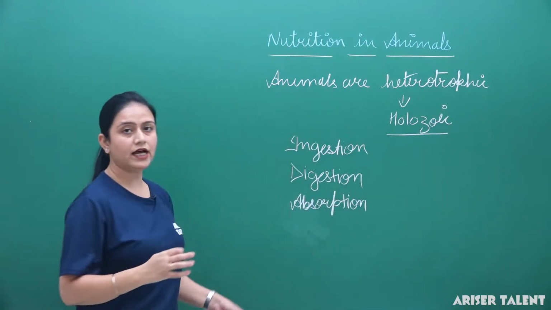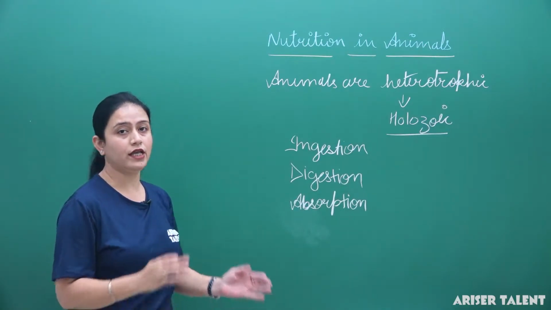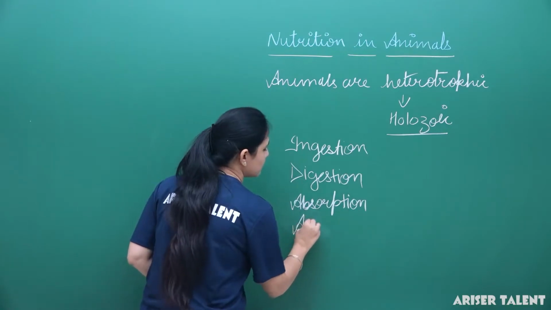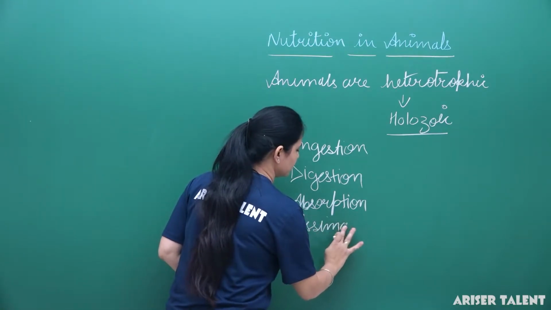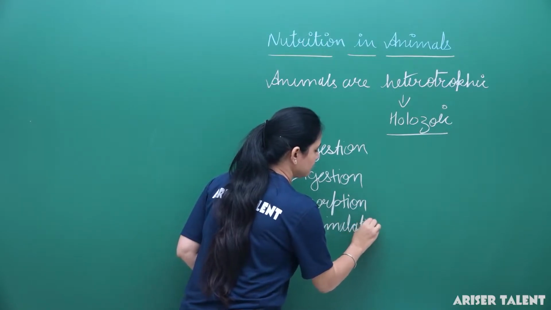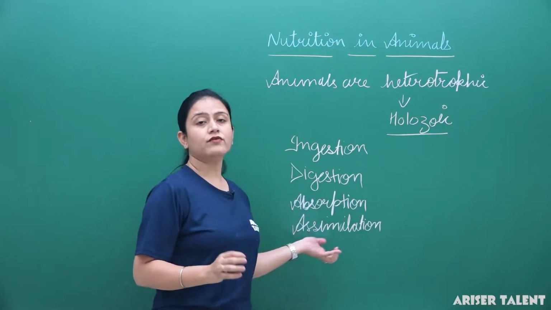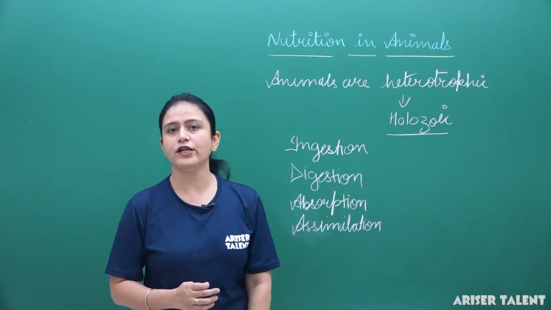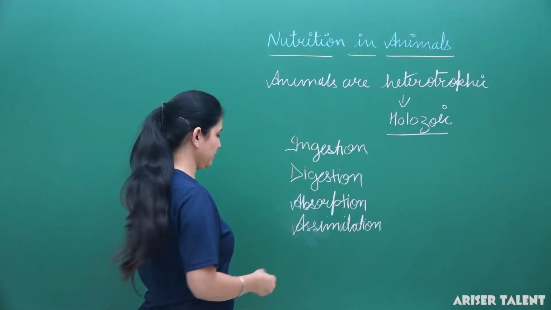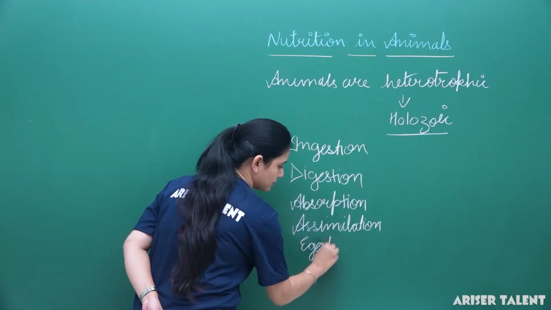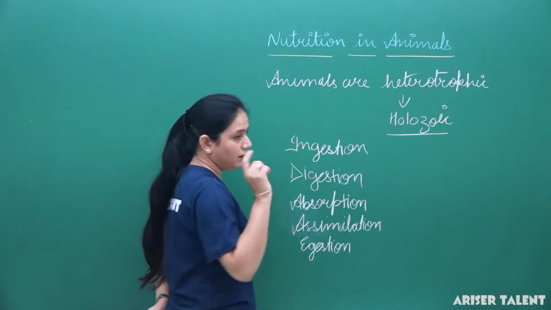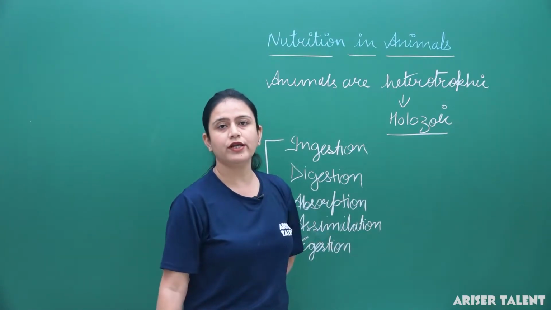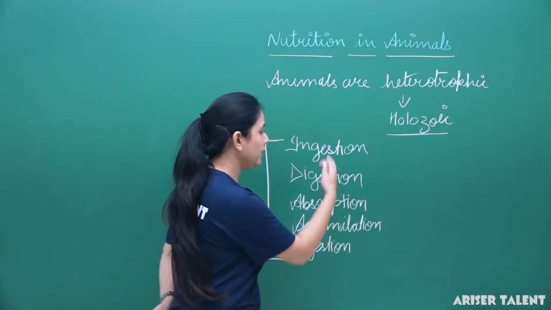Then whatever nutrients are absorbed in the body must be utilized by the different body parts and tissues. So the next process is assimilation. And after the absorption of nutrients, whatever waste material is there is removed by the body, and that process is known as egestion. So generally an animal shows these steps for nutrition. It completes its nutrition in different steps.